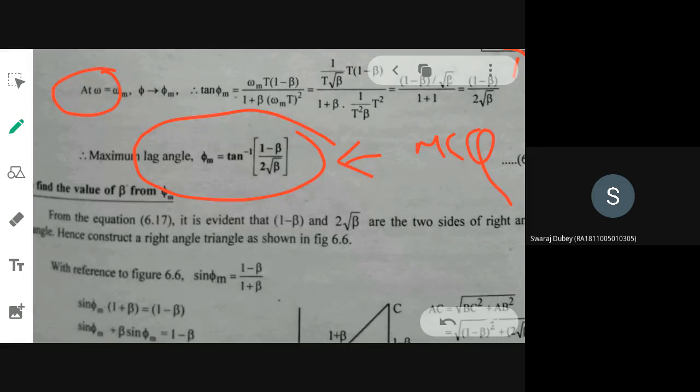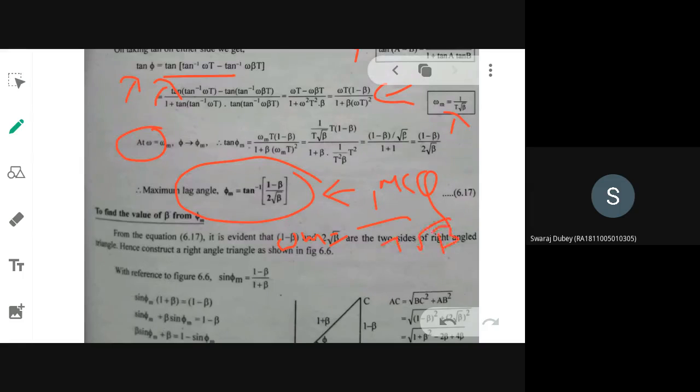So what is the formula for phi m? Phi m is equal to tan inverse of (1 minus beta) divided by 2 into square root of beta. And the omega m formula also you have to remember. What is the formula? 1 divided by t square root of beta. These two might be asked in MCQs.